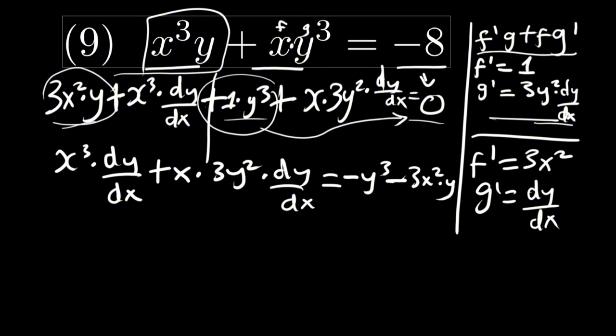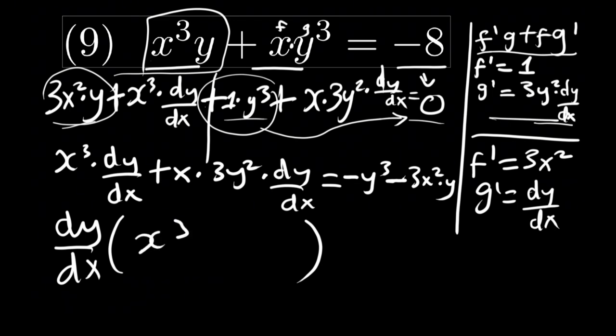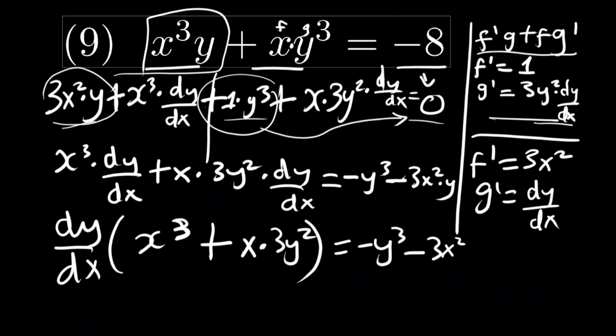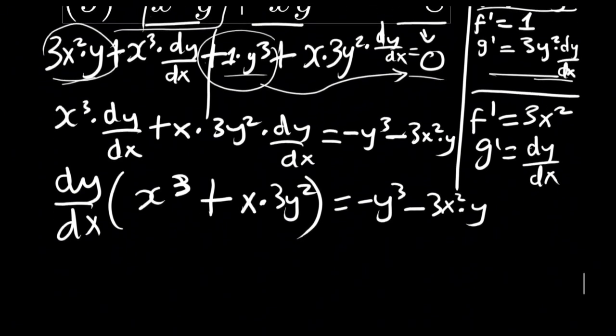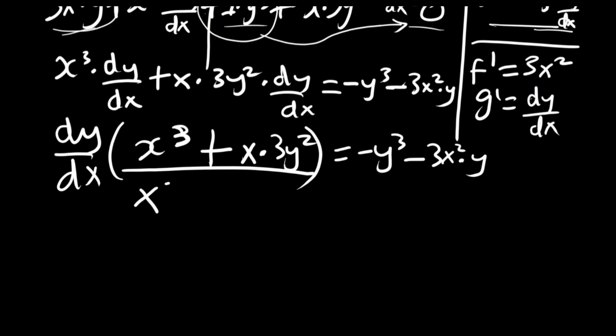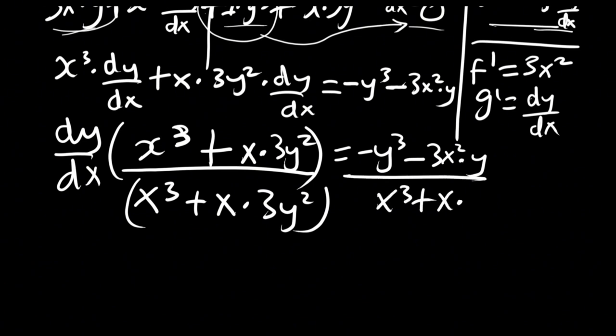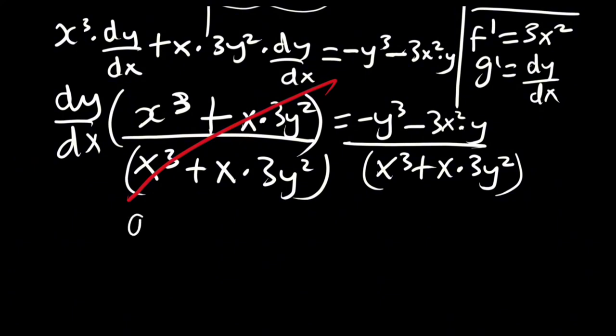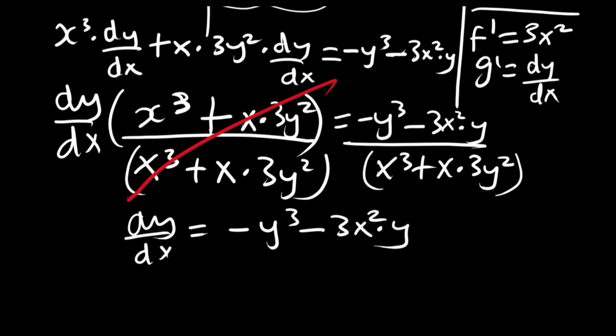And then if we want to get dy over dx, we will take common. So when you take common, we'll have here x cubed added by x multiplied by 3y squared equals to negative y cubed minus 3x squared multiplied by y. Now to get dy over dx, we will divide both sides by this value here. So this will cancel out, and then we will finally have dy over dx as negative y cubed minus 3x squared multiplied by y divided by x cubed added by x multiplied by 3y squared.